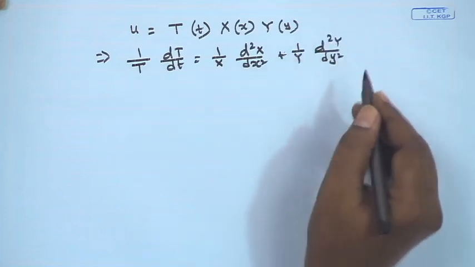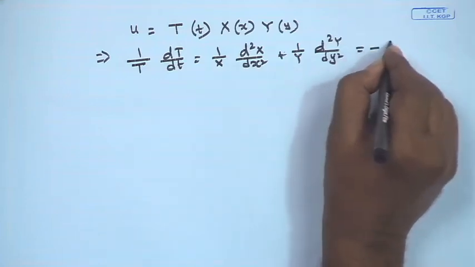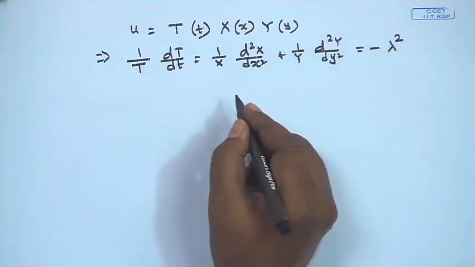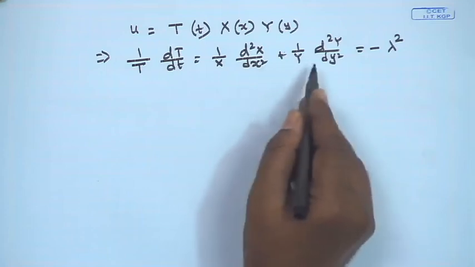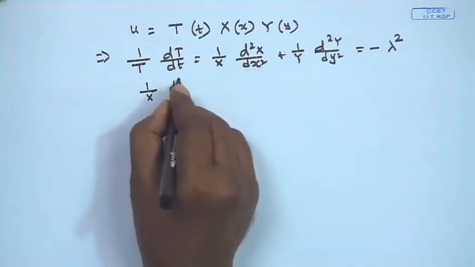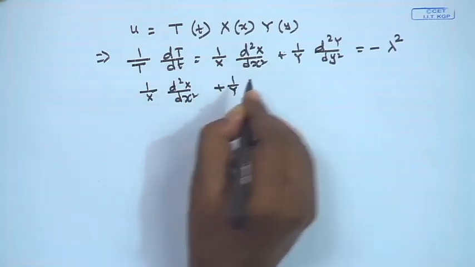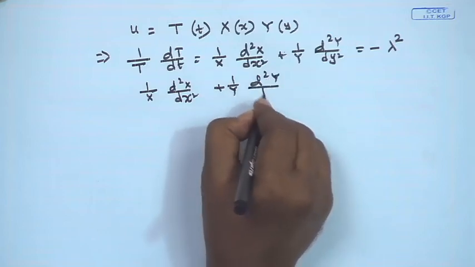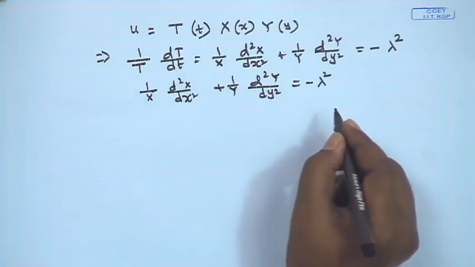So, again the left hand side is a function of time alone, the right hand side is a function of space alone. They will be equal to some constant, let us say minus lambda square, and then we will again simplify the spatially varying part. So, 1 over X d square X dx square plus 1 over Y d square Y dy square is equal to minus lambda square.